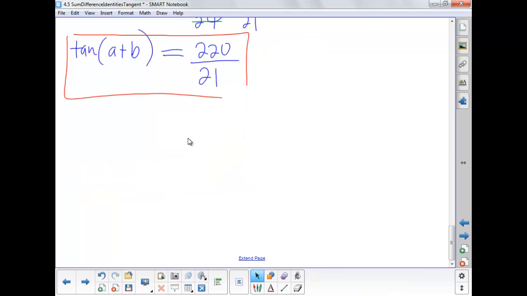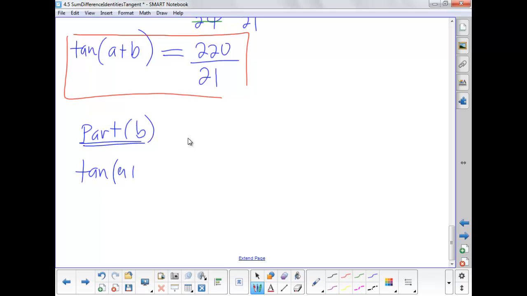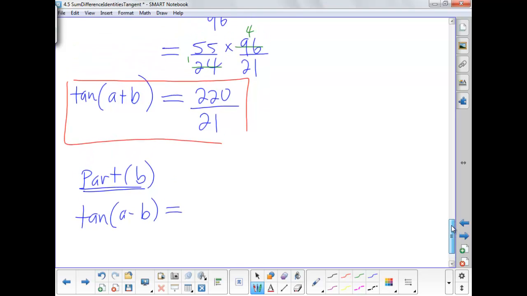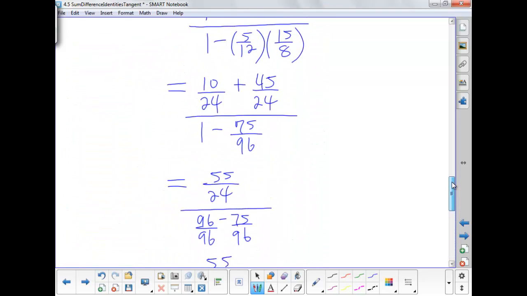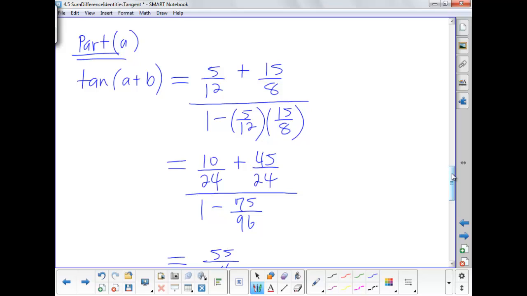And for part B, keep in mind part B wanted tangent of A minus B. Now the only difference between tangent of A minus B and tangent of A plus B is the signs of the expressions top and bottom. What I was adding, what I was subtracting. So I'm going to go up here for just a second. Literally all that we would need to change about what we had done up here is switch that to a subtraction sign and that to an addition sign.